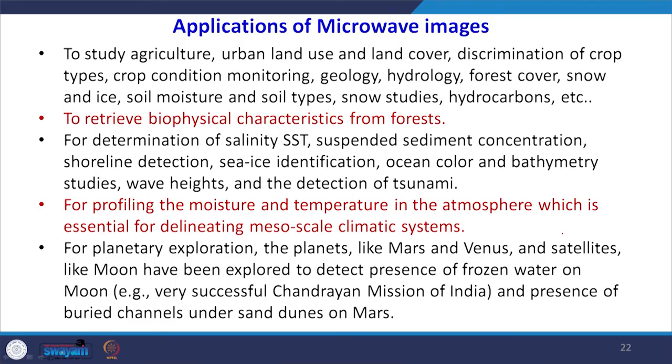We can use it for agriculture, urban land use mapping, discrimination of the crop types, crop condition monitoring, hydrology, forest cover, snow, and soil moisture kind of studies. A lot of studies have been done to identify different types of soils and carry out the soil moisture study or predict the soil moisture, snow studies, etc. People have identified the biophysical parameters, biophysical characteristics of the forest from this data.